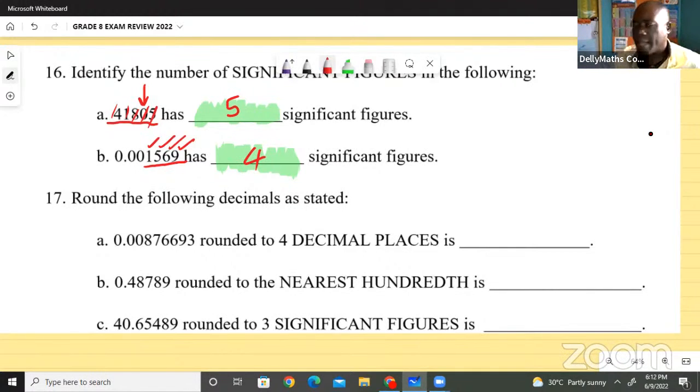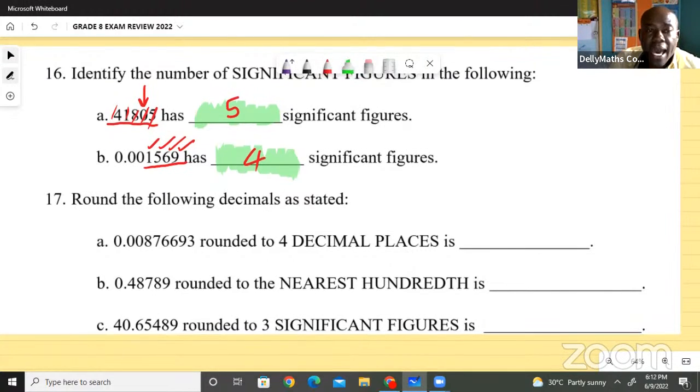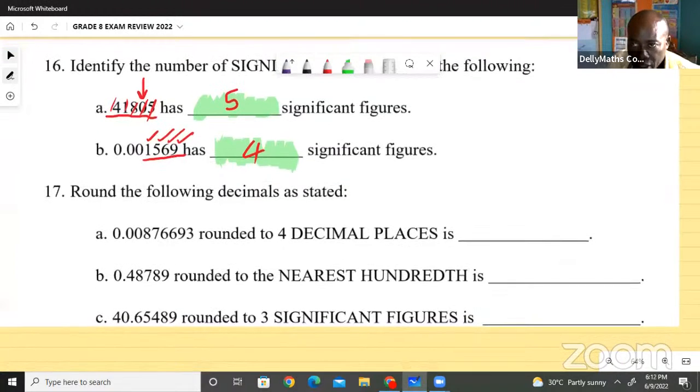All right, so I trust that you would have seen that. If you have a question to ask, you can ask it. So we're looking at 5 significant figures for A and 4 significant figures for the other one. Excellent going, Grace. I see you're having a nice answer there.